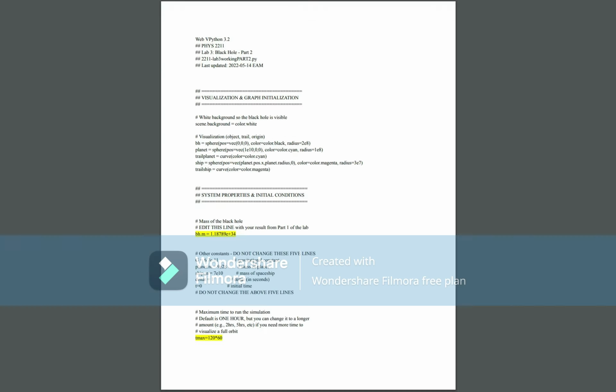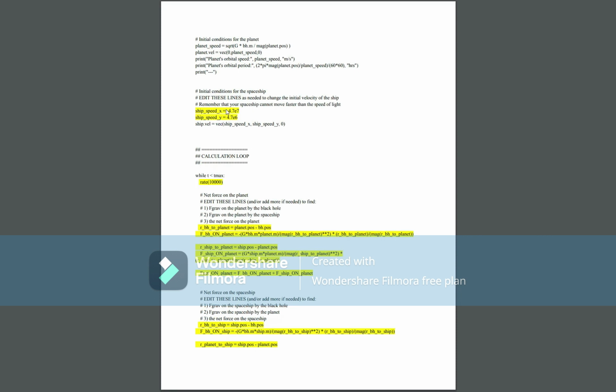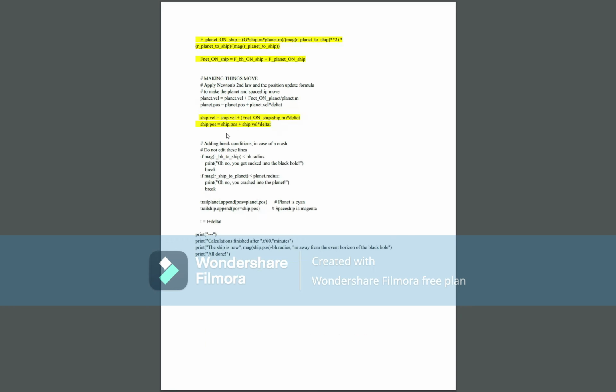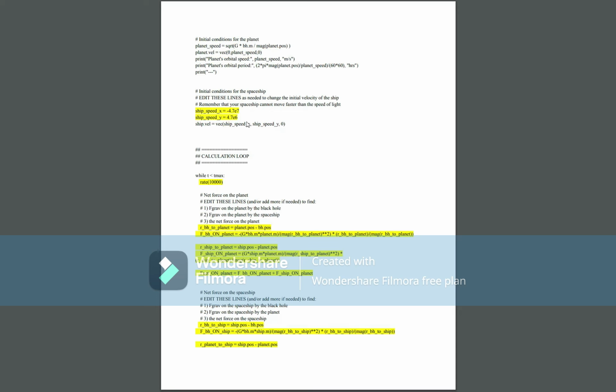The code for part 2 is shown here, with the mass of the black hole found from part 1 listed here, and the time it takes the planet to orbit the black hole one time listed here. The speed of the ship in both the x and y direction is given here, which is a result of these equations that were derived to determine the net force on the planet and on the spaceship. Finally, to calculate the correct iterations of motion, the ship's velocity and position were updated here, and this ultimately allowed us to go back to this speed and determine what was appropriate so that the space shuttle would not crash.